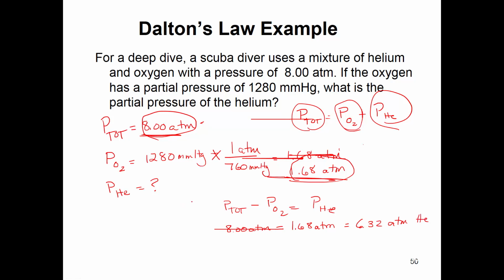And if I want it in millimeters of mercury, I could still say 6.32 atmospheres times 1 atmosphere. Got to go on the bottom, right? Because I've got to cancel it. 760 millimeters of mercury, and that's going to give me 4,800 millimeters of mercury. That's Dalton's Law of partial pressure.